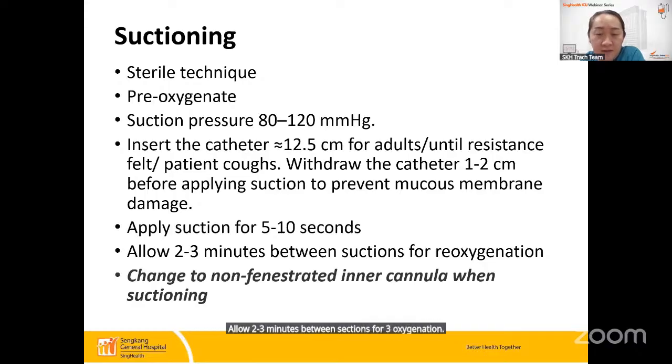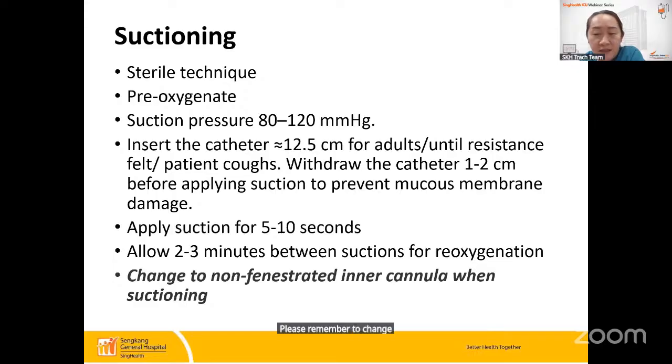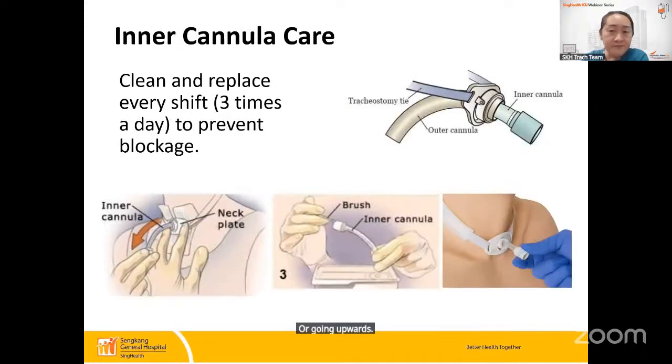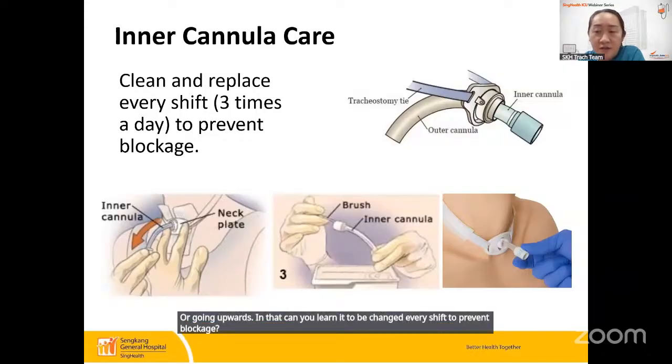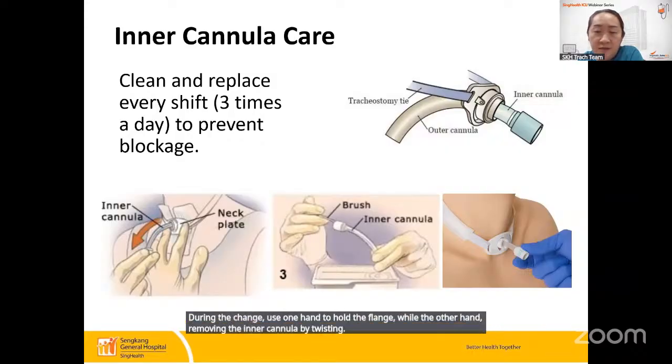For patients using a fenestrated tube, please remember to change to a non-fenestrated inner cannula to prevent the suction catheter from getting stuck or going upwards. The inner cannula needs to be changed every shift to prevent blockage. During the change, use one hand to hold the flange, while the other hand removes the inner cannula by twisting or pulling out on a ring tab.